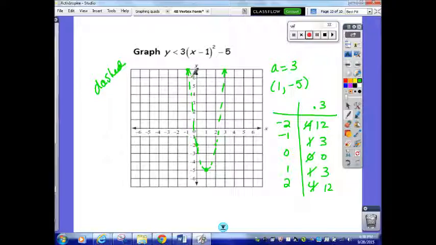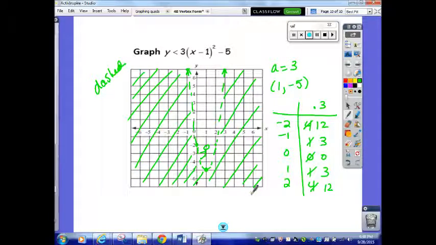This is a valley, so my hiker dude would be down in here. And y is less than, so I'm shading the ground, what's underneath the curve. So there's my answer. Any ordered pair in that shaded region not on that curve would make my inequality true.